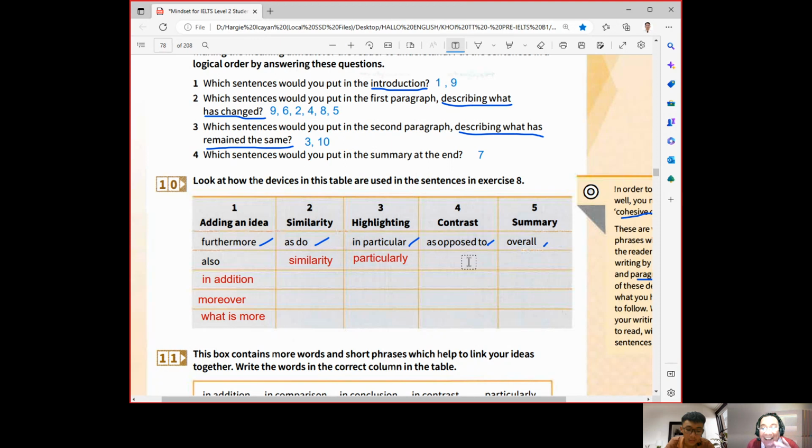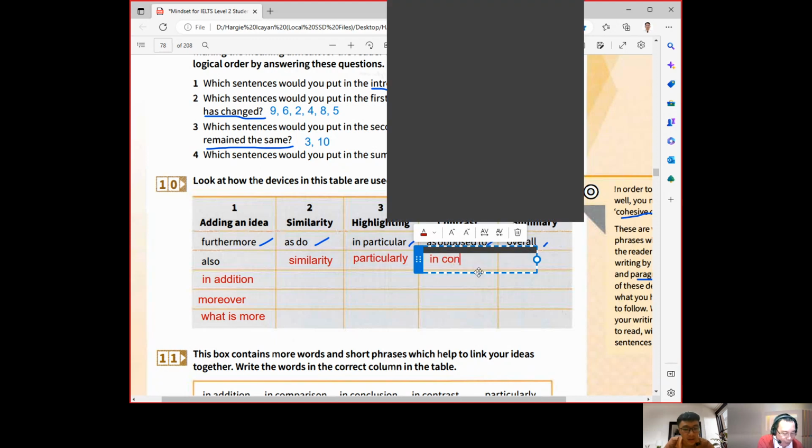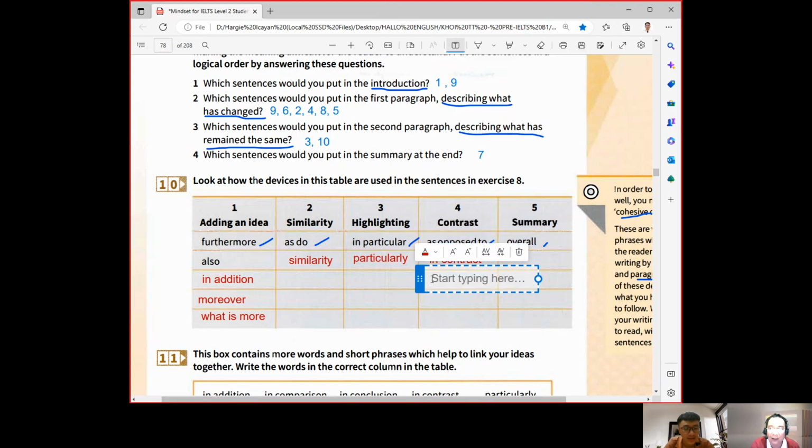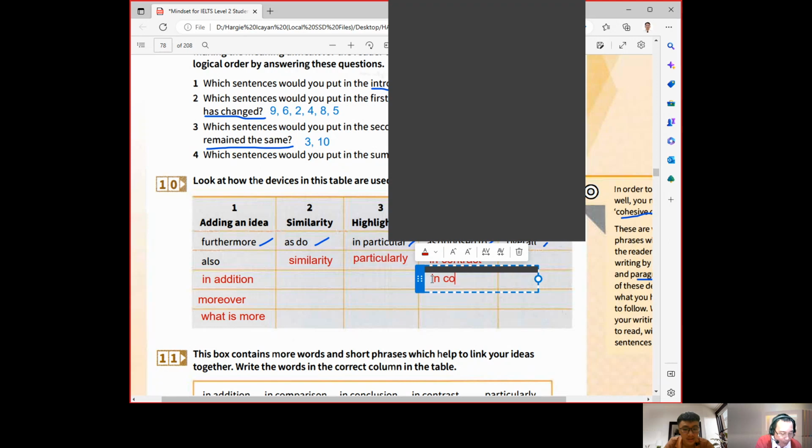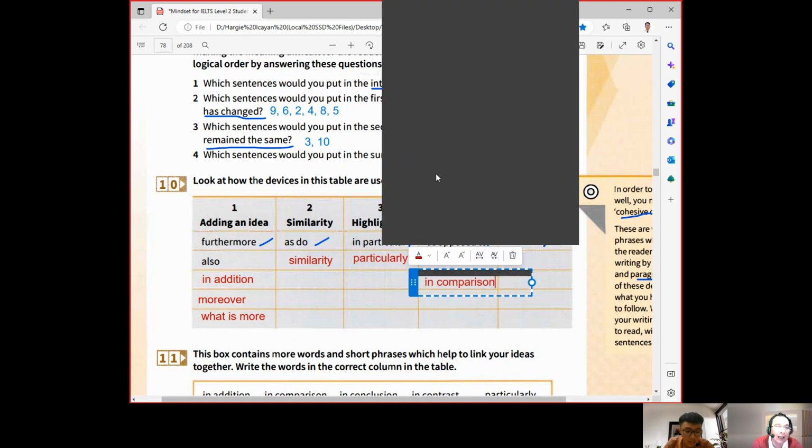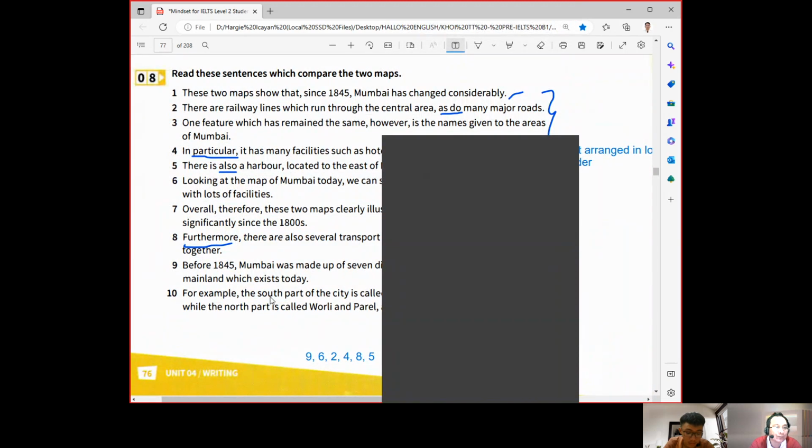Next, contrast. That means the other way around or the opposite. As opposed to. So we can also say however, in contrast. What other terms can we use in a sentence? Okay, in comparison. We can also use that one. Okay, what else aside from that can we see in the sentences?